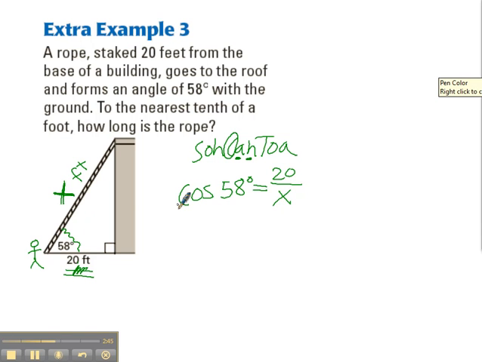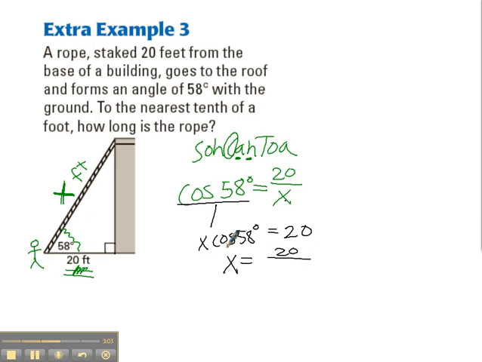Now we have an algebraic manipulation to find x. So we say this is over 1, and we cross multiply. So we say x times cosine 58 degrees equals 1 times 20, or 20. I'm going to divide both sides by cosine 58, and it cancels. I put into the calculator 20 divided by cosine 58 degrees, and I get x equals 37.7 feet. Make sure that you can go ahead and get that number.